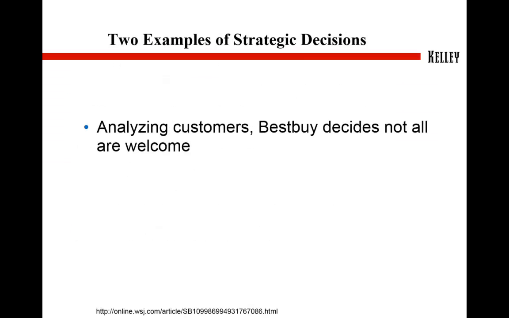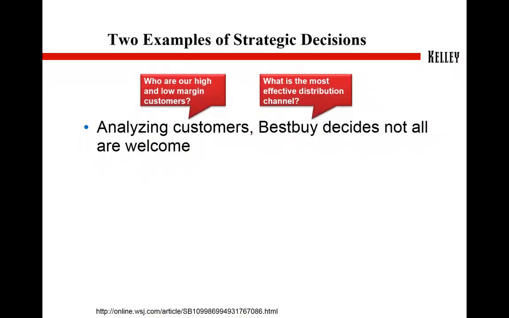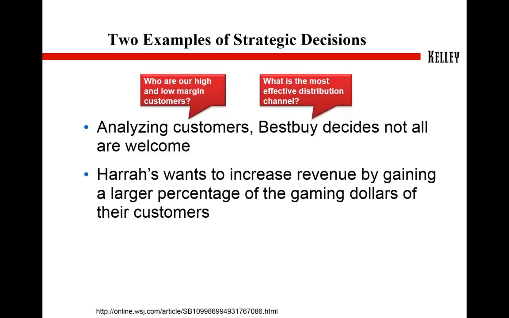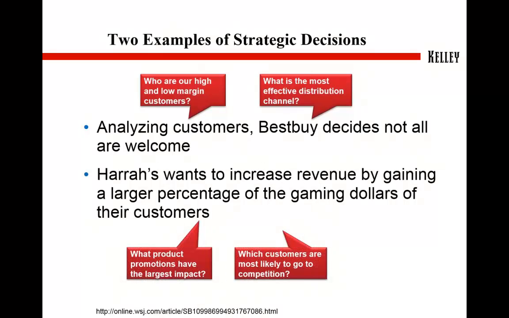Here are just two examples of some strategic decisions that were made with the aid of business analytics. First, Best Buy used business analytics to segment their customers. They used business analytics techniques to first determine who were their high and low margin customers, and then to make the key decision of what was the most effective distribution channel for them to focus on. Another example is Harrah's. They wanted to increase their gambling revenue, and this data helped them to decide which customers they wanted to segment and which promotions they wanted to use in order to become more profitable.